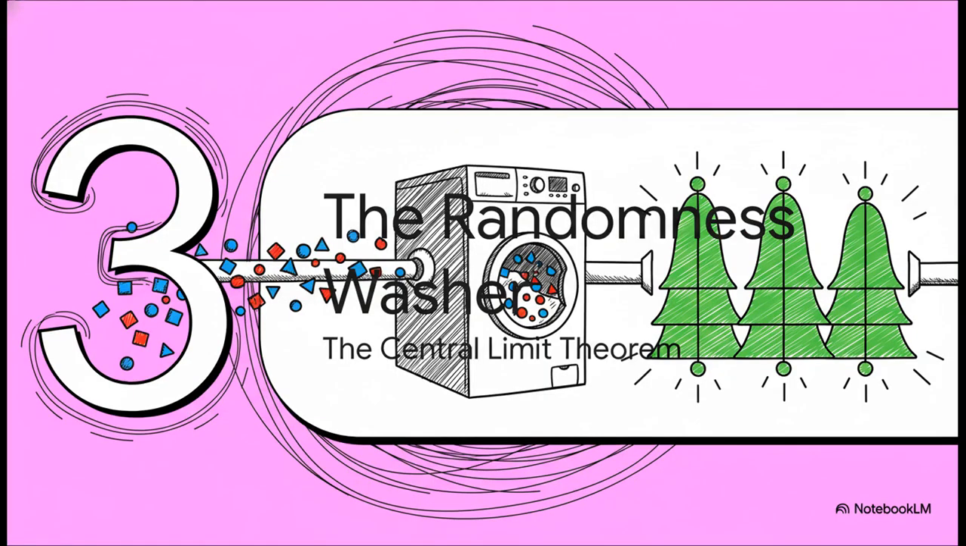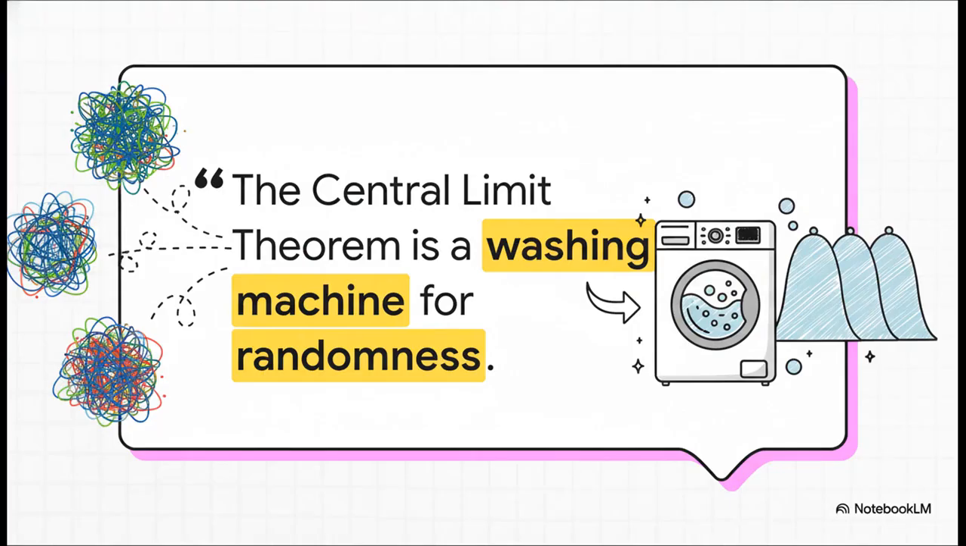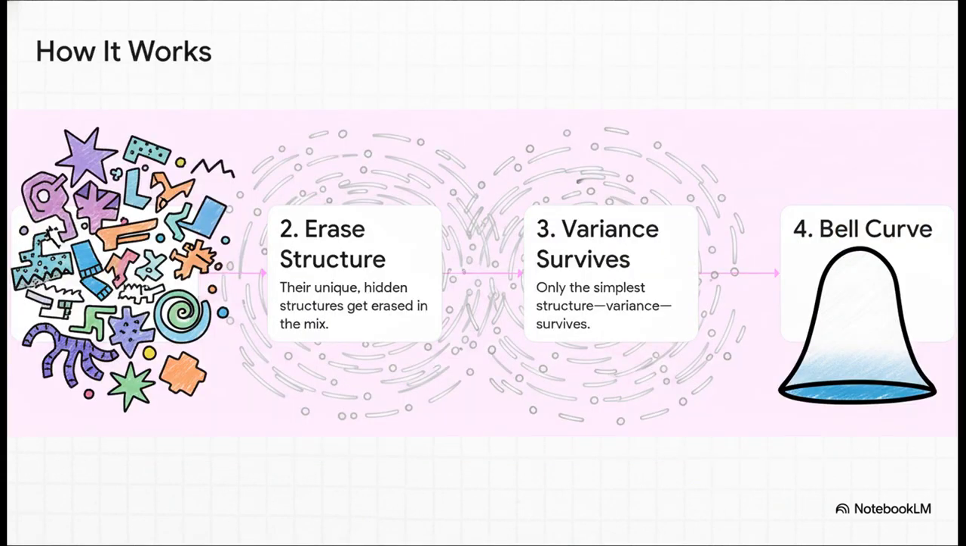Okay, so if the Gaussian is that simple, why do we see it everywhere? This incredible simplicity is the key, and the reason lies in the central limit theorem, which honestly is best explained with a fantastic metaphor. Think of the central limit theorem as a giant washing machine for randomness. It takes all these different, messy, complicated types of randomness and just cleans them up. Here's how the wash cycle works. You throw a bunch of totally different, independent, random things into the machine. As you add them all up, all their unique, complex features, their higher-order moments, their special quirks, they just get washed away. They cancel each other out in the mix. The only thing that reliably survives is the simplest structure of all, variance.